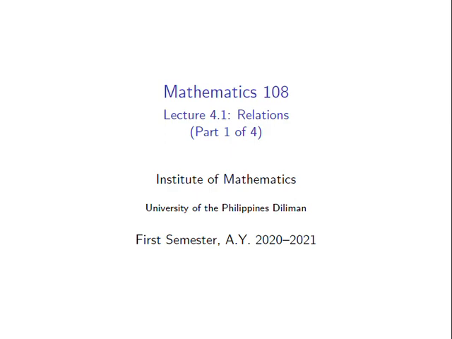This is part 1 of lecture 4.1 Relations. In this video, we will give the definition of a relation, the domain and range of a relation, and give examples of proofs of statements involving these concepts.